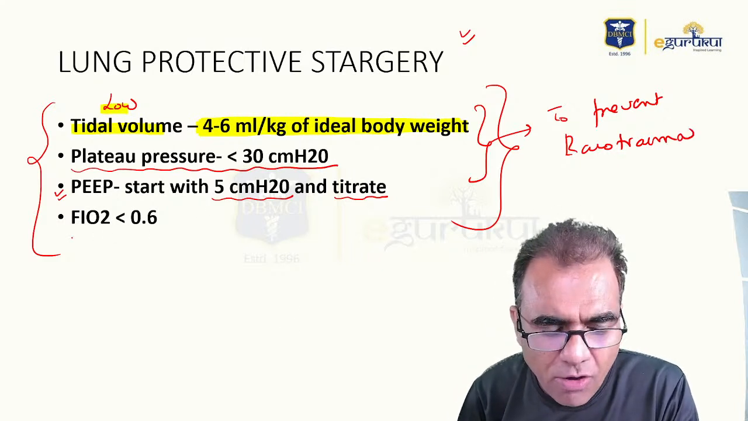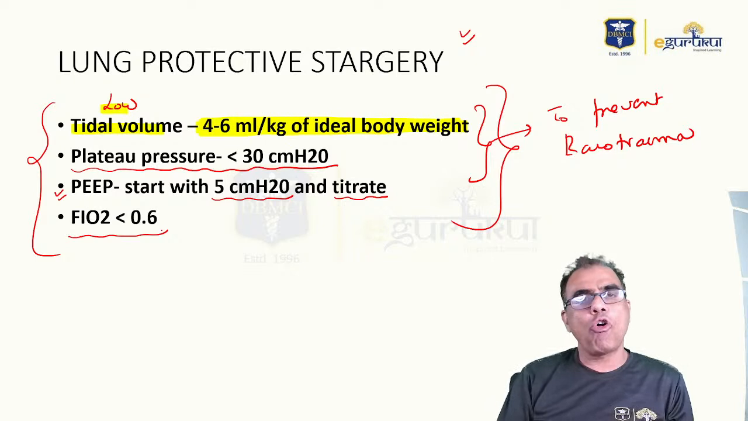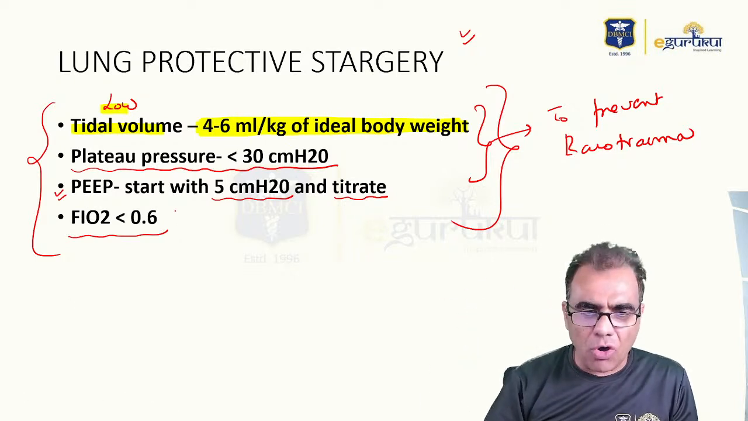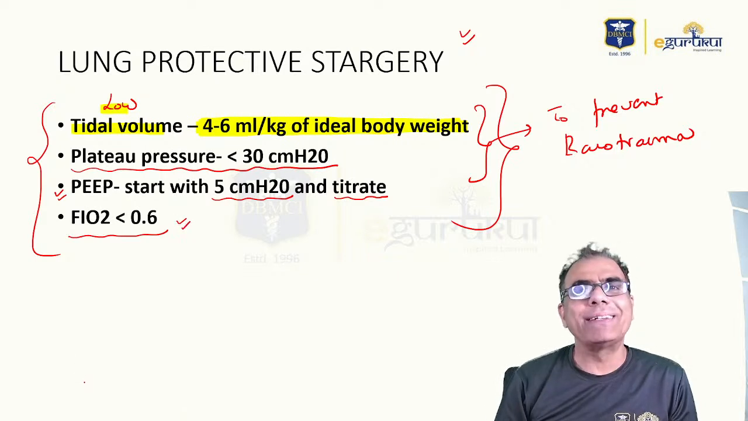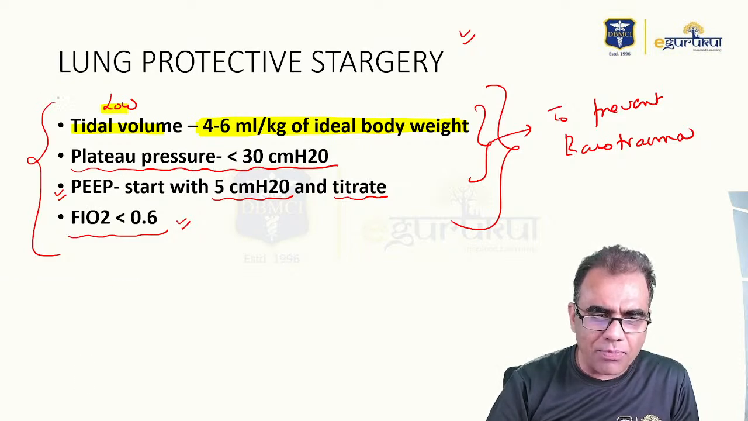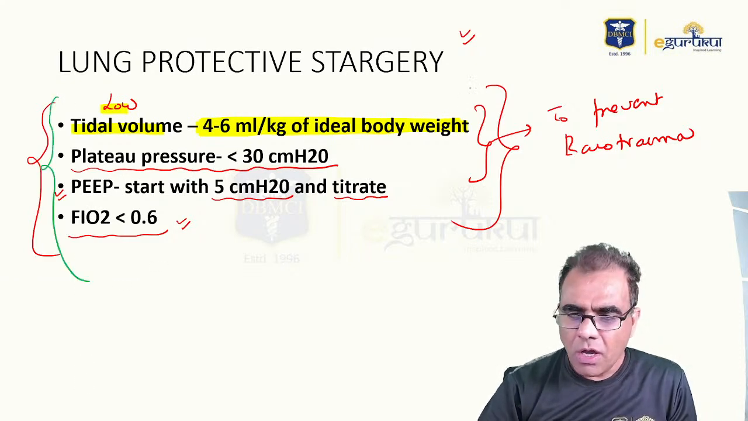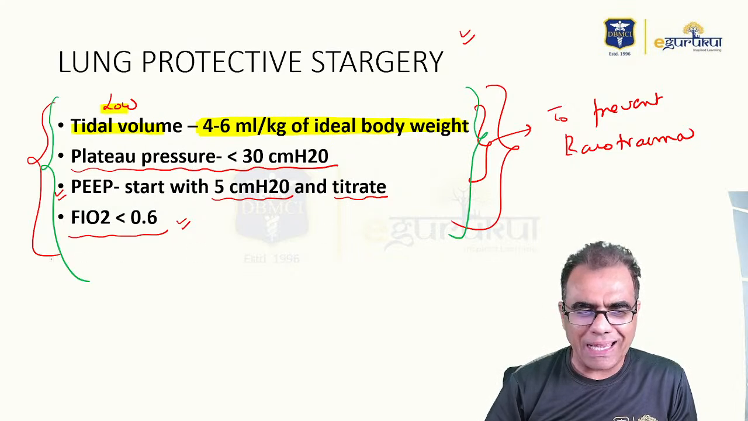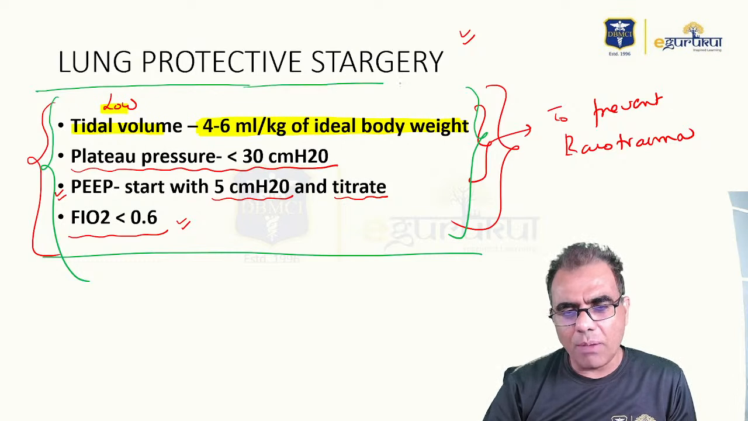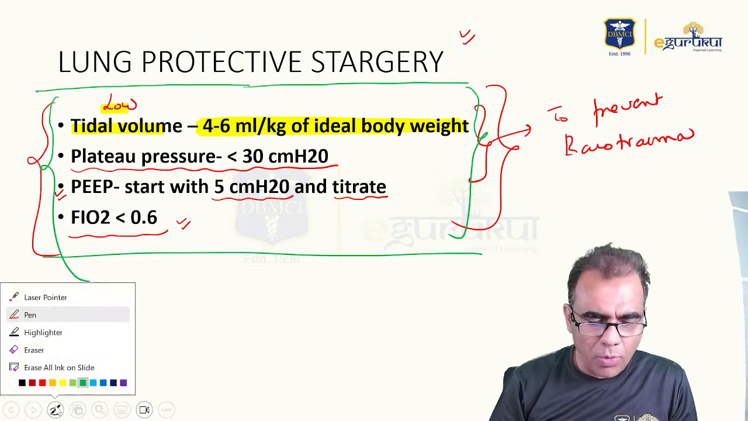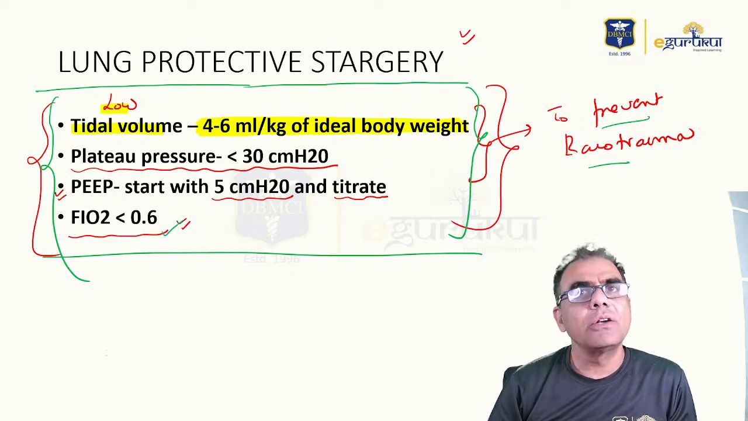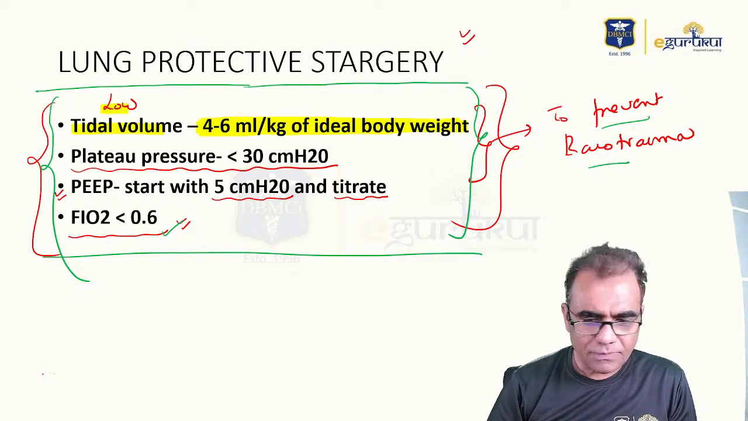And second, oxygen toxicity can also cause significant ARDS, so oxygen should be less than 0.6, 60%. So this is very important. If you have a question on critical care, it will be related either to oxygen delivery devices or to the lung protective strategy, meaning you have to protect the lung against barotrauma and oxygen toxicity.